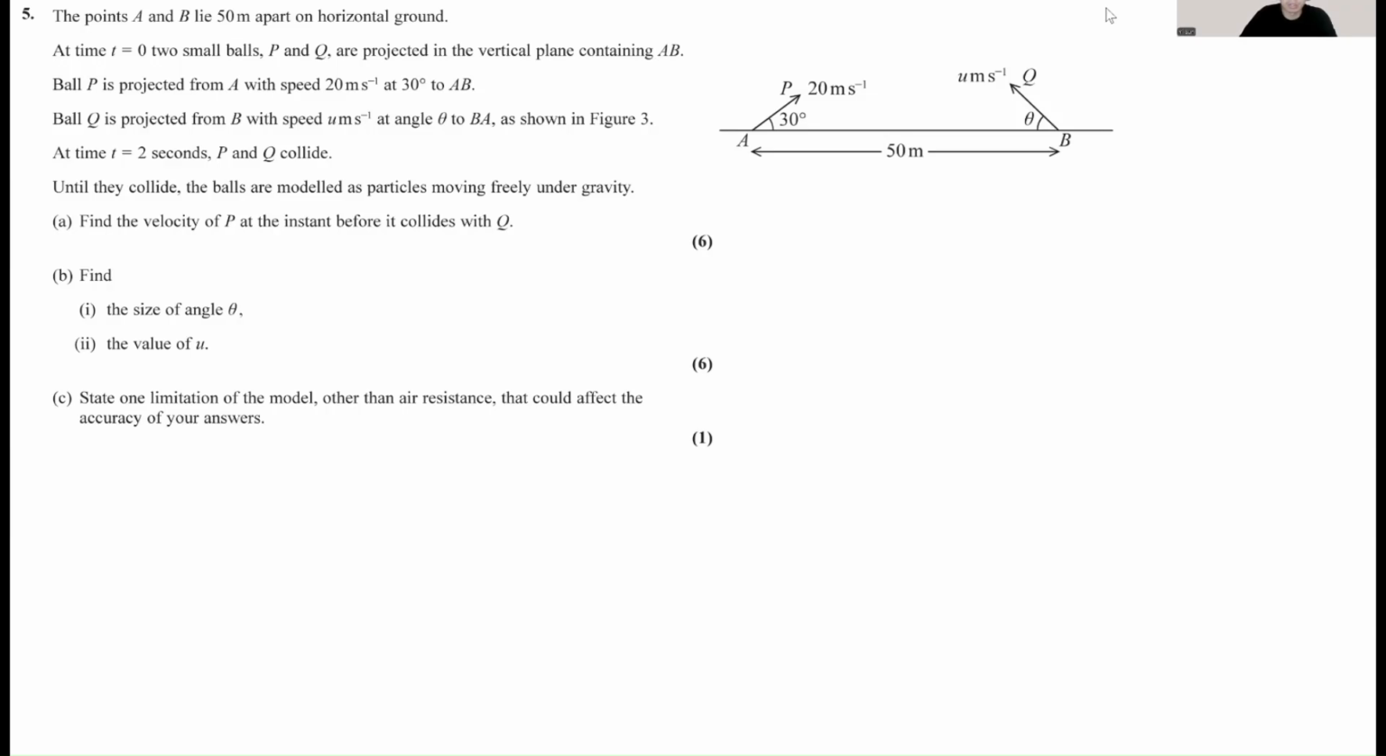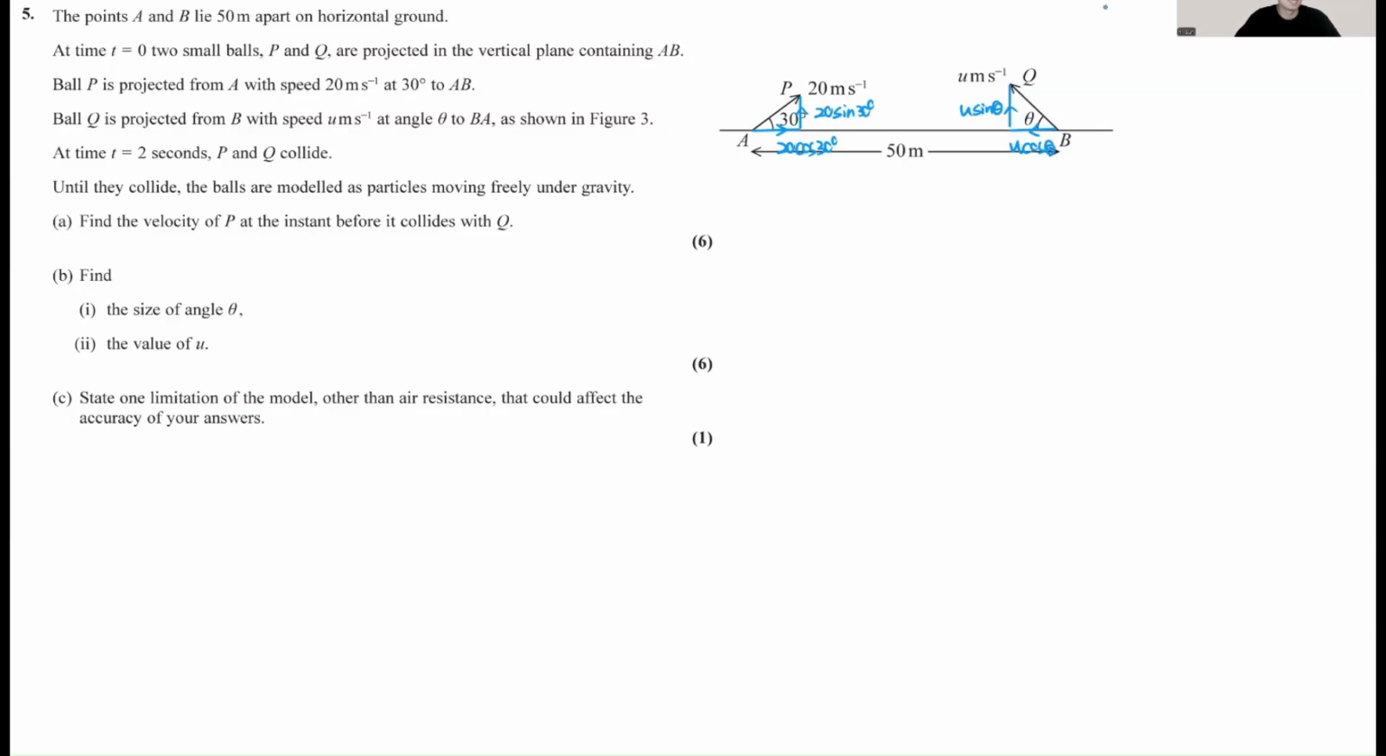So we can first resolve particle P, one horizontal, one vertical. So the vertical should be 20 sine 30, and the horizontal will be 20 cos 30. And then ball Q is projected from B with speed u meter per second at an angle theta to BA, as shown in figure 3. So again, we can resolve this one as well. So one vertical, one horizontal. So vertical would be u sine theta because it's opposite, and then horizontal would be u cos theta because it's adjacent.